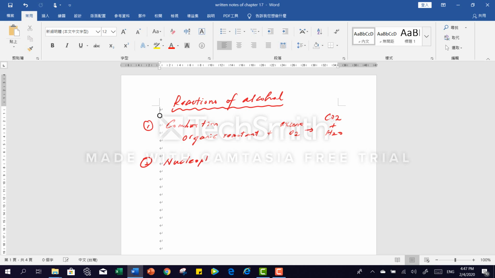nucleophilic substitution reaction. Nucleophilic substitution reaction is basically the same as what we learned from halogenoalkane. We try to replace this group with a halogen atom, and the mechanism involved is nucleophilic substitution reaction.